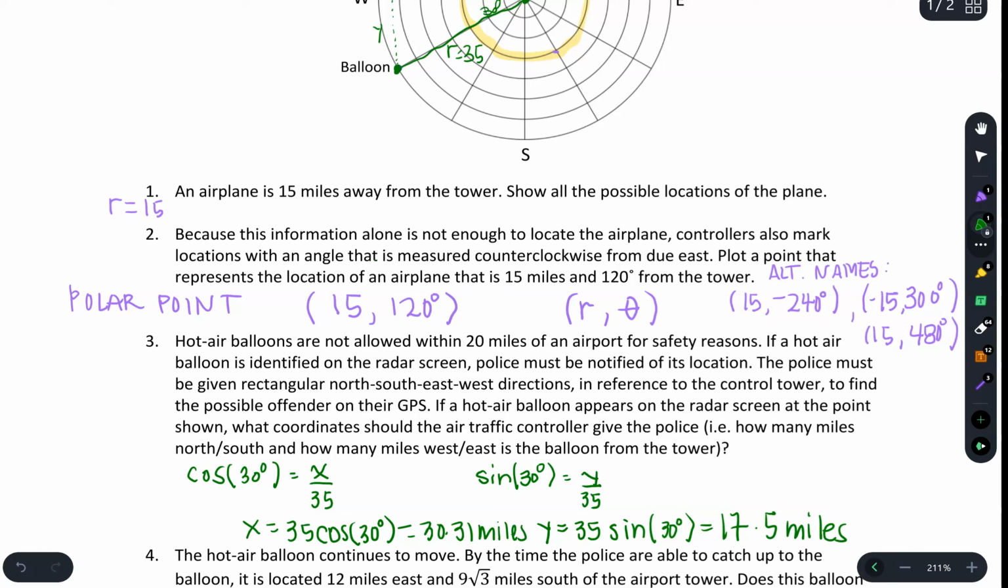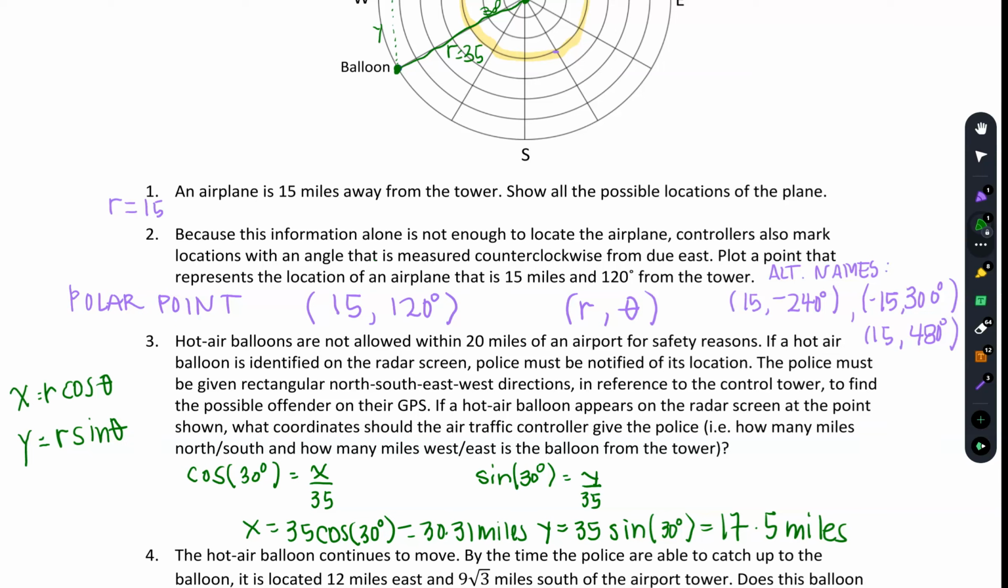Okay. So to change polar points into rectangular points, we will use x will be your r times cosine of your theta. To find your y value, it'll be r times sine of theta.